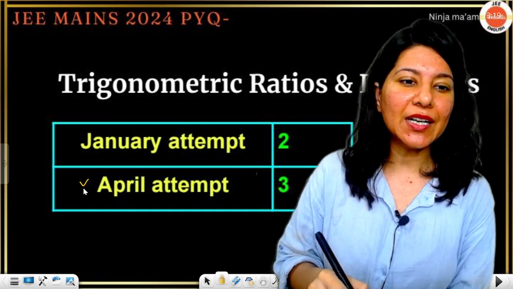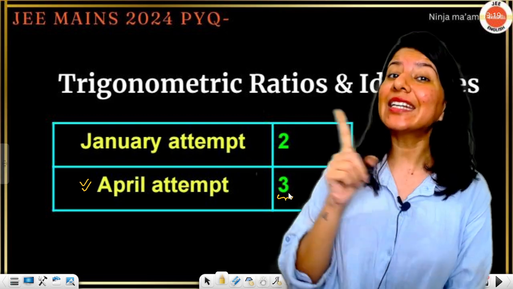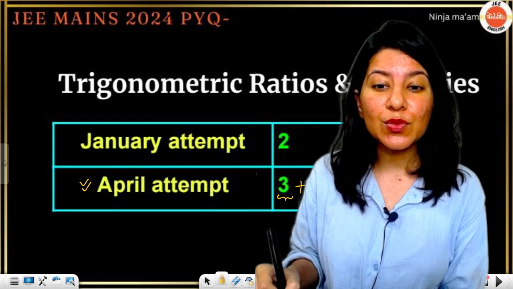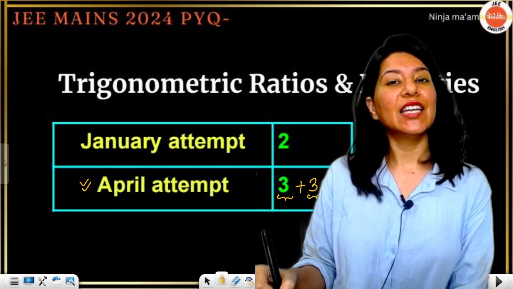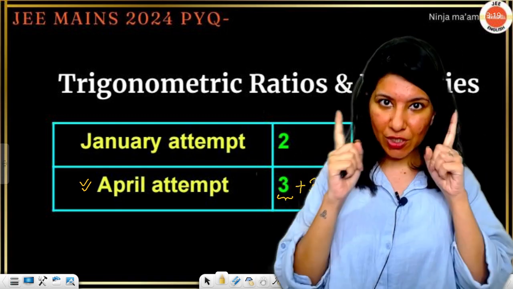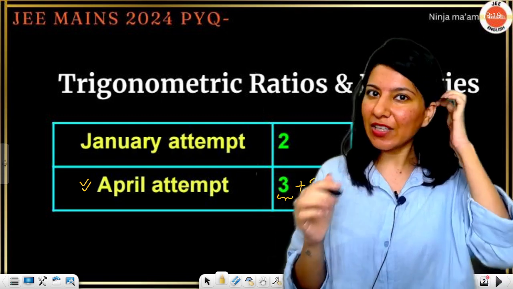So in the April attempt, there were 3 questions asked from trigonometric ratios and identities, and 3 more questions from trigonometric equations as well. So we are going to cover all the 6 questions in this particular session. Okay, so are we ready for it?